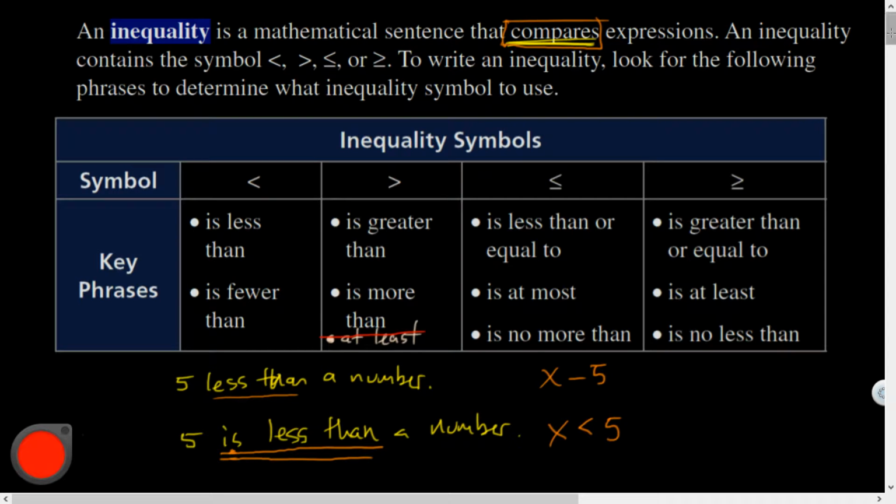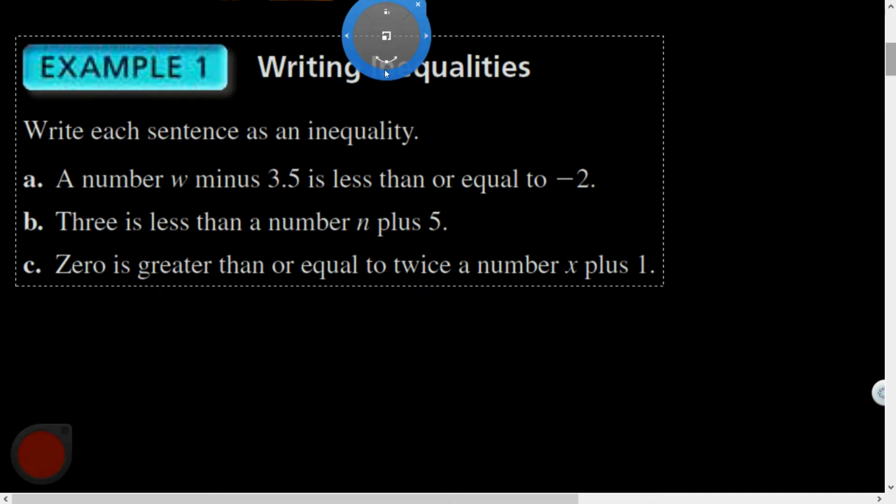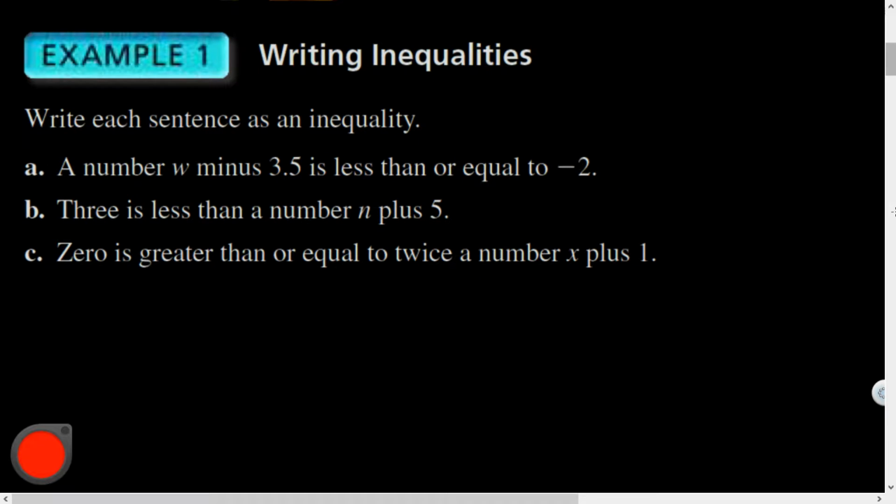All right. Let's see. Where's my scroll bar, my slider? All right. So our first example, we are going to be writing inequalities. So write each sentence as an inequality. So here we go. We're translating. Let's just go through and highlight these relational words right here where I'm comparing. So here is less than. Here is less than, and is greater than or equal. So those are the relational phrases that I'm seeing here.